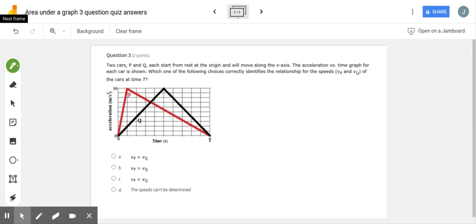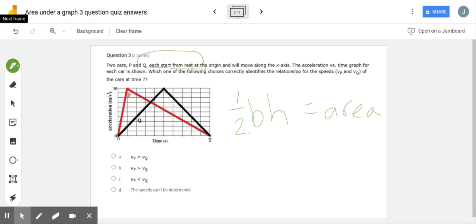Last one. 2 cars, P and Q. P's the red, Q's the black. They each start from rest, which is key, at the origin and move along the x-axis. This is an acceleration time graph, and what identifies the speed, VP and VQ, of the cars at time t. So to get that, we find area under the curve. The area of a triangle is 1/2 base times height. Okay, and again, acceleration time gives us meters per second squared times seconds, which gives us meters per second. So that's velocity. So we're like, okay, got it. We're doing the right thing.